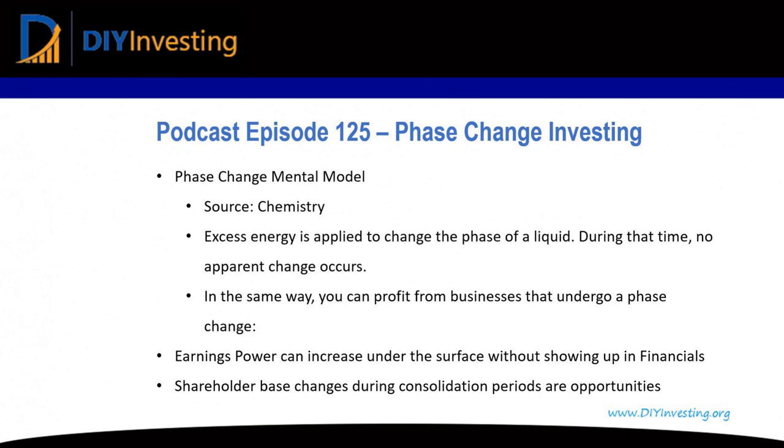So let's talk about it in two frameworks. I think there's probably more you could come up with, but these are the two that I'd like to discuss today. We're going to look first at the underlying earnings power of the business, and second at shareholder base changes. And I'm going to apply this to how you can think about it as an investor in companies and what that means for you as an investor.